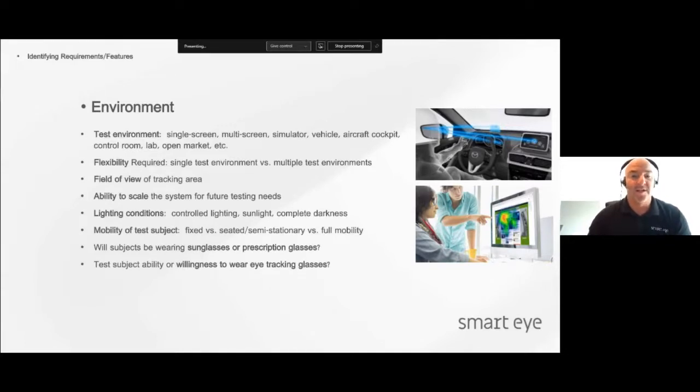You should also consider what lighting conditions you'll be testing in, as sunlight and poor lighting can present challenges for some trackers. It is important to also consider the mobility of the test subject. Are they going to be stationary or seated, or moving around the environment freely? Will your test subjects be wearing sunglasses or prescription glasses? Or are your test subjects even willing or able to wear eye tracking glasses, which can sometimes be a challenge for younger or older participants? These are just a few of the environmental aspects you should consider.